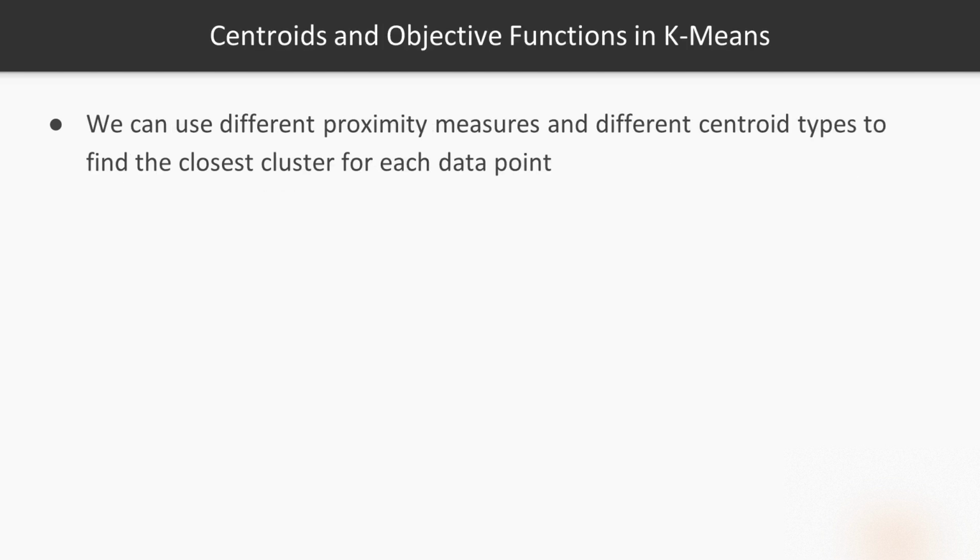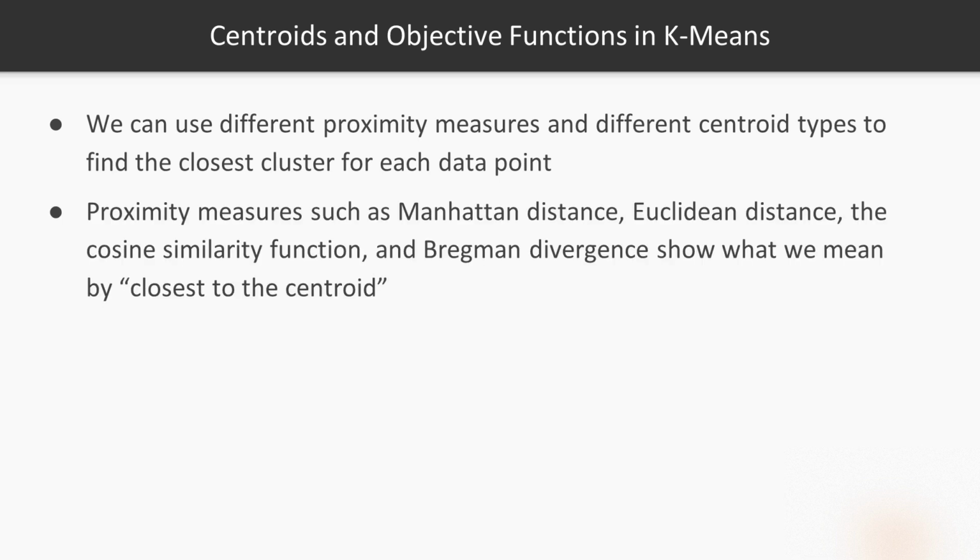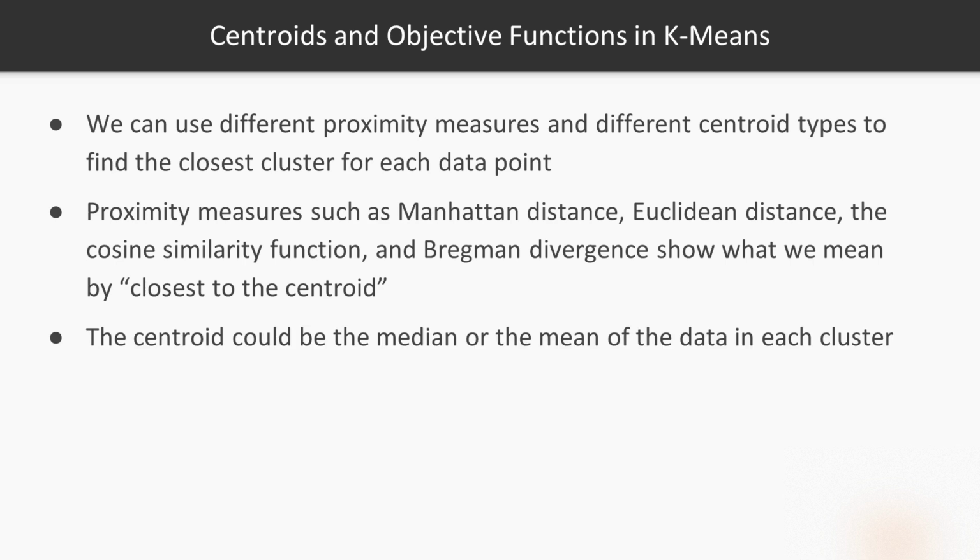We can use different proximity measures and different centroid types to find the closest cluster for each data point. Examples of proximity measures include Manhattan distance, Euclidean distance, cosine similarity function, and Bregman divergence. The centroid could be the median or the mean of the data in each cluster.